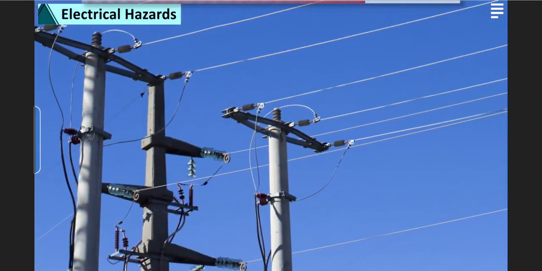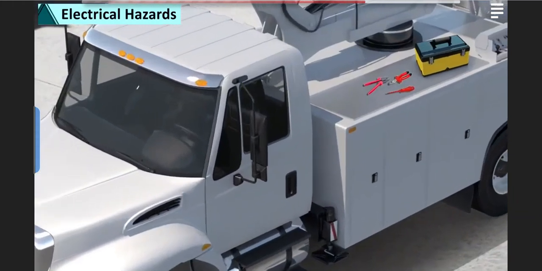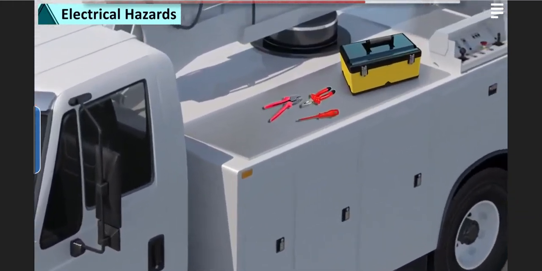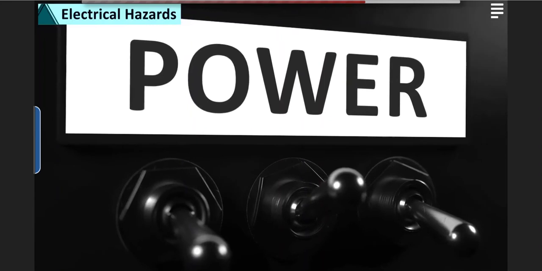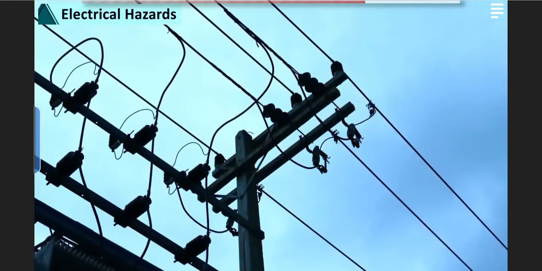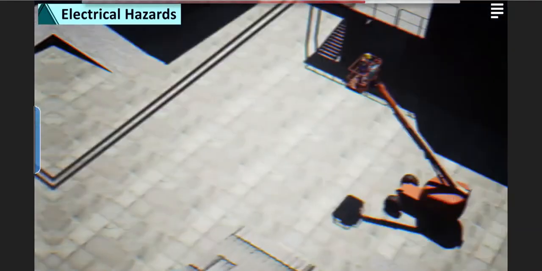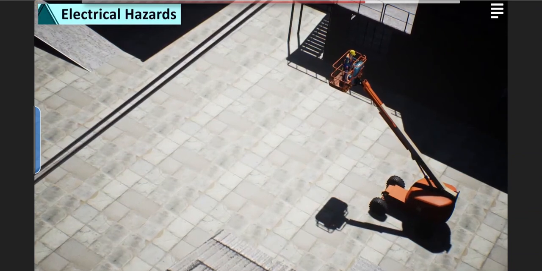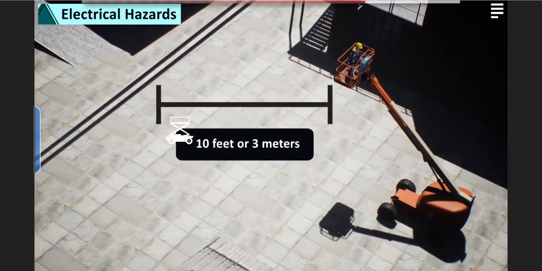Working close to energized lines or other electrical hazards can only be done by qualified electrical workers using special equipment and precautions. Unless your supervisor has verified that lines or equipment have been completely de-energized and an electrically safe working condition has been established, always assume power lines and other electricity sources are hazardous. Keep yourself and all tools, equipment, and parts of the MEWP at least 10 feet or 3 meters away.